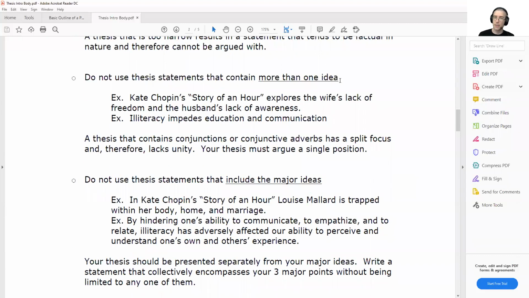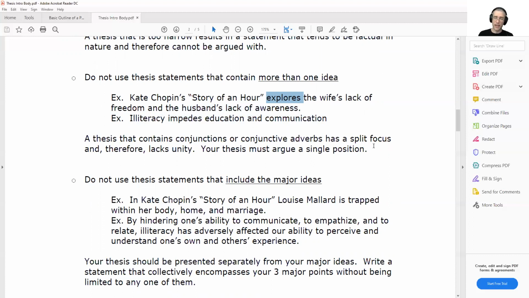Do not use thesis statements that contain more than one idea. Kate Chopin's Story of an Hour explores the wife's lack of freedom and the husband's lack of awareness. On the one hand, you have a very weak verb here, explores. What does it matter that it explores it? You're not really arguing anything. You're just saying the story is about the wife's lack of freedom and the husband's lack of awareness. Right? You're not really making an argument there.